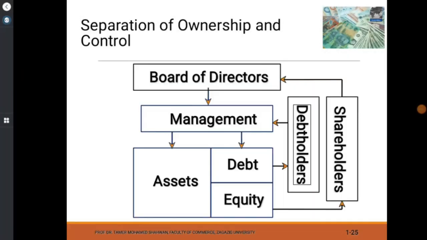In this section, we are going to discuss one of the very important topics affecting corporation as a business form. This problem is called the separation of ownership and control. Such a type of separation exists because in any corporation you could find managers and owners. Owners are holding shares and stocks in this firm, and managers are running the main activities of this firm.